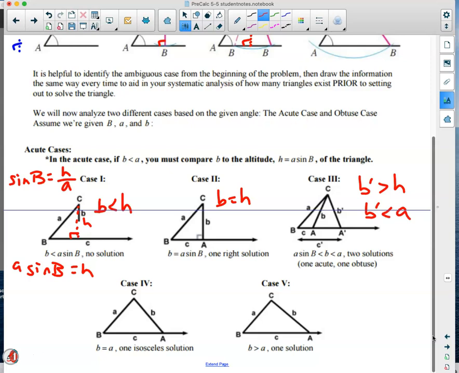So B prime is going to be greater than the height, but it's going to be less than A. That way we'll know it's going to hit twice.